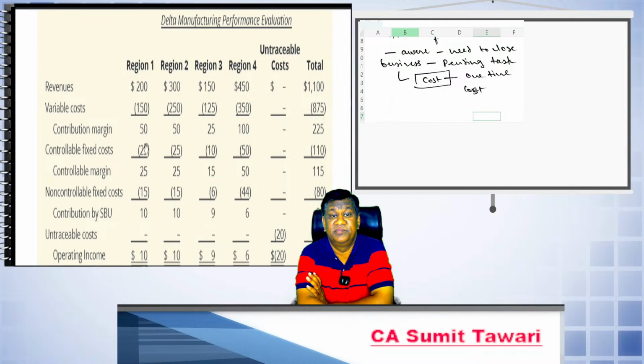So from the contribution margin, we reduce the controllable fixed cost, which gives me the controllable margin. That could be my evaluation area, and from here I need to evaluate the performance of the management. Clear?